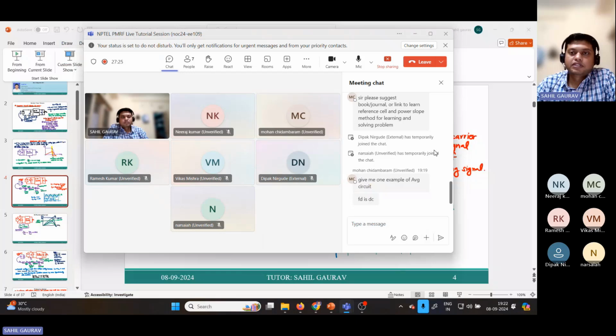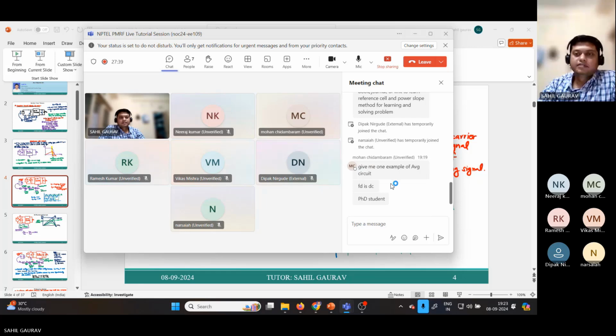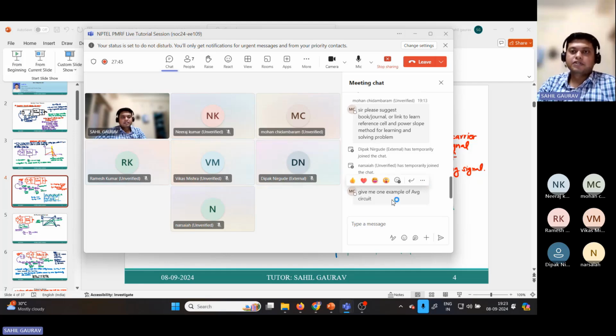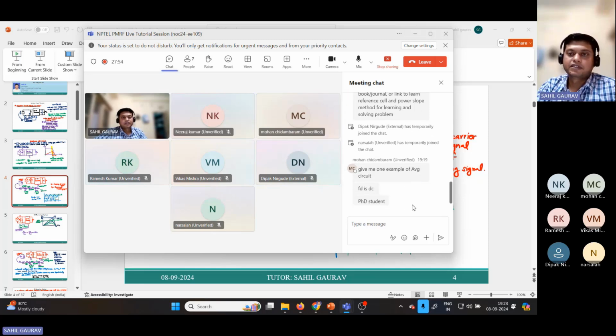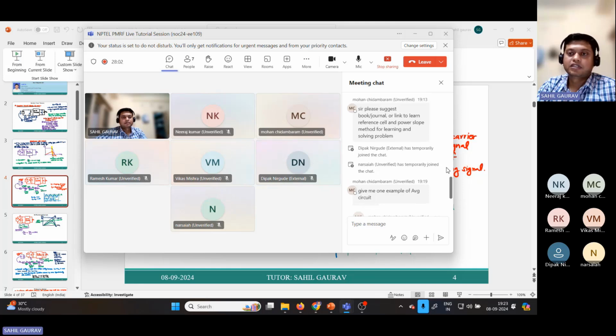For a book or journal, Mohan, are you a master student or PhD student? Okay, PhD student. So I have to look for some good papers. I think sir might have covered it in his book. He has given some references in his book, and I think you can follow those references. But right now I have not referred to any research paper for this conventional type of MPPT algorithm.